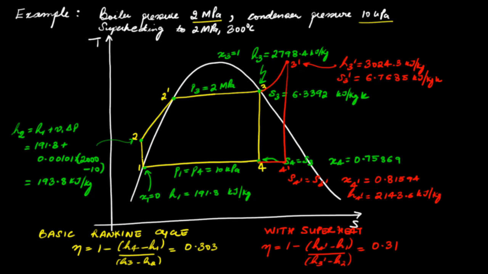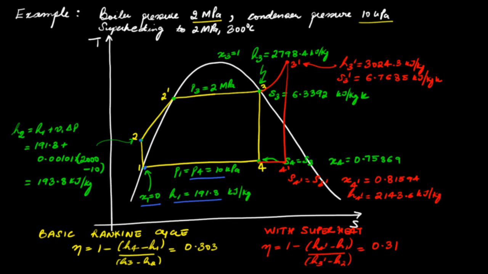At state 1, the substance, that is water, is at saturated liquid state, so the quality is 0 and we know the pressure, that is 10 kilopascal. Looking at the steam tables, or software which gives the properties of water, you will get that the enthalpy at state 1 is 191.8 kilojoules per kg.